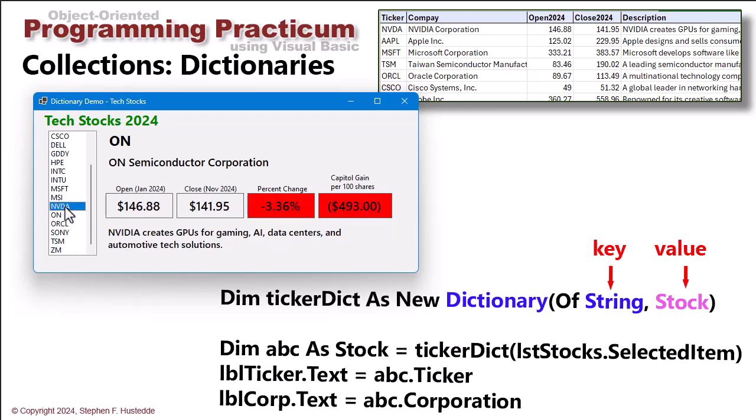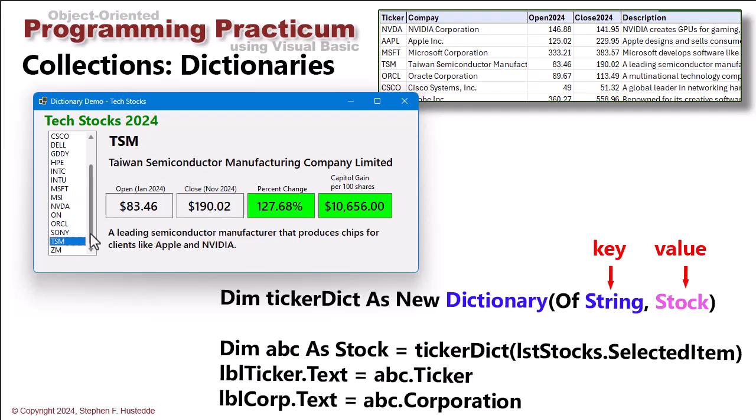And if something is negative, such as NVIDIA, then it shows up in red. And we probably all should have invested in Taiwan Semiconductor this year because it grew by 128%.